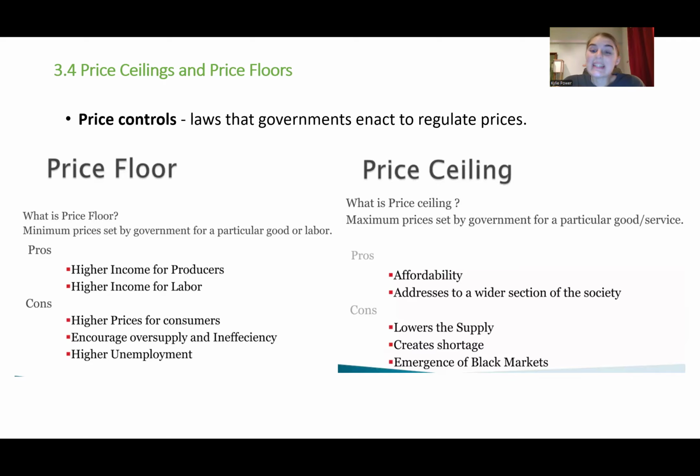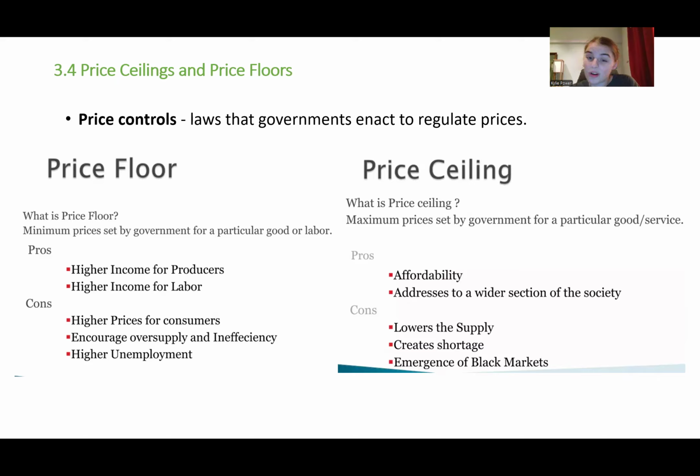Our price ceiling, though, is the opposite, right? That's the maximum price. Usually, price ceilings happen with something like rent control. So the maximum amount somebody's allowed to charge you for rent is a price ceiling. Usually, they're a little bit more pros. Consumers are usually pretty okay with the price ceiling. There's also price ceilings with a lot of utilities. Price ceilings are all about affordability. They're usually made to address a wider section of society and help a lot of people out.